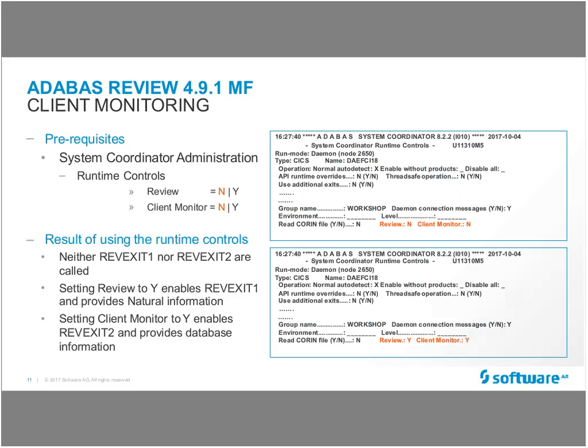As we already saw, the exit 1 is responsible for providing additional Natural information, and the exit 2 is responsible for providing database-related information because it's on the way back. So these are the prereqs, and this can be switched on and off dynamically.